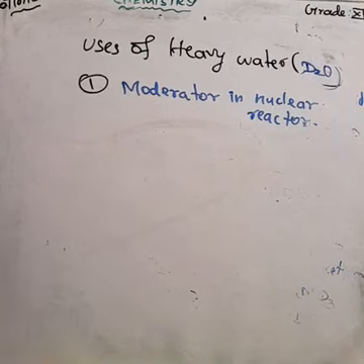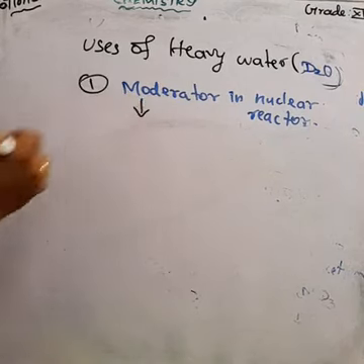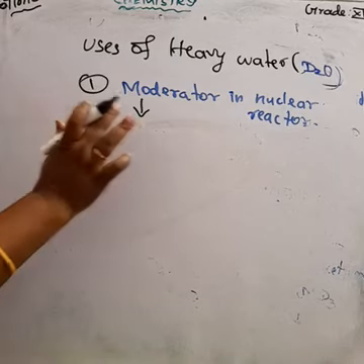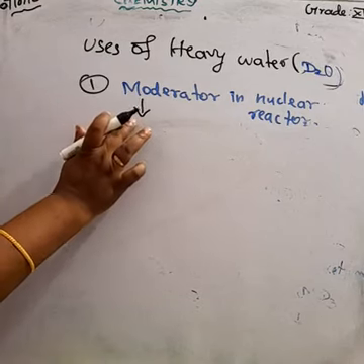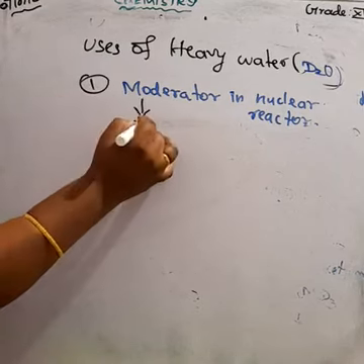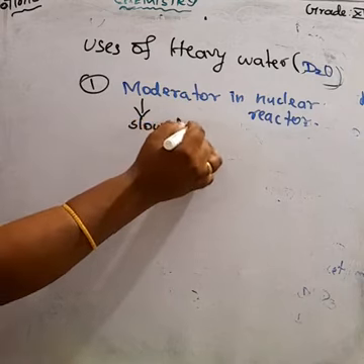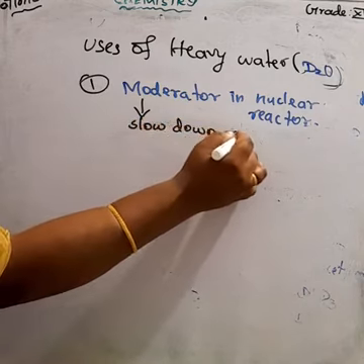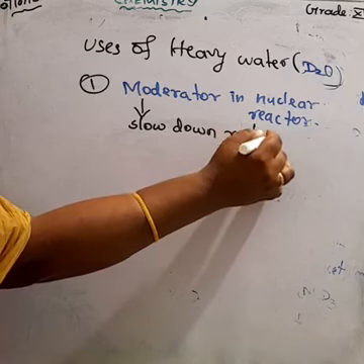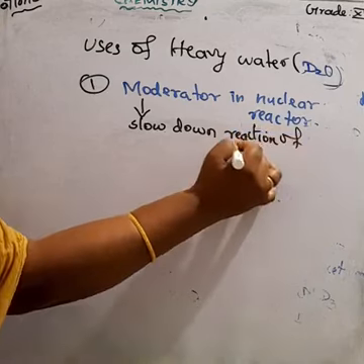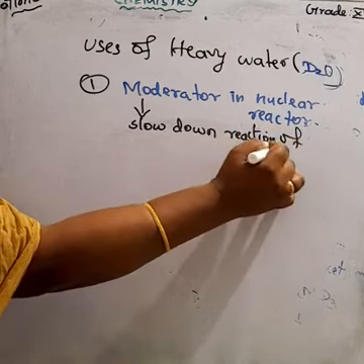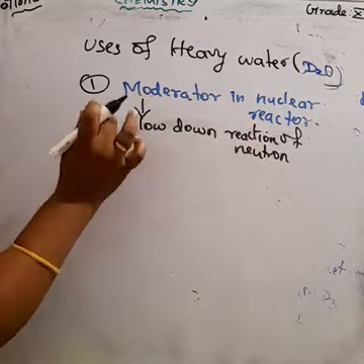Okay, so what do you mean by moderator? A moderator means one substance which is used to slow down the reaction of neutrons. That is the use of a moderator. A moderator means one substance used to slow down the production of neutrons.